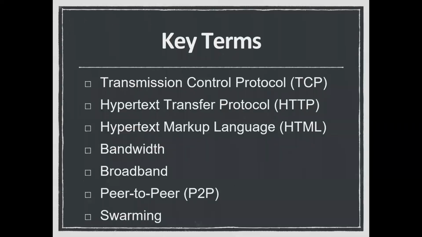The last term is what we call swarming. Swarming is what allows you to watch YouTube and Netflix, for the most part, with less lag than when you're just, you know, Skyping with somebody, right?